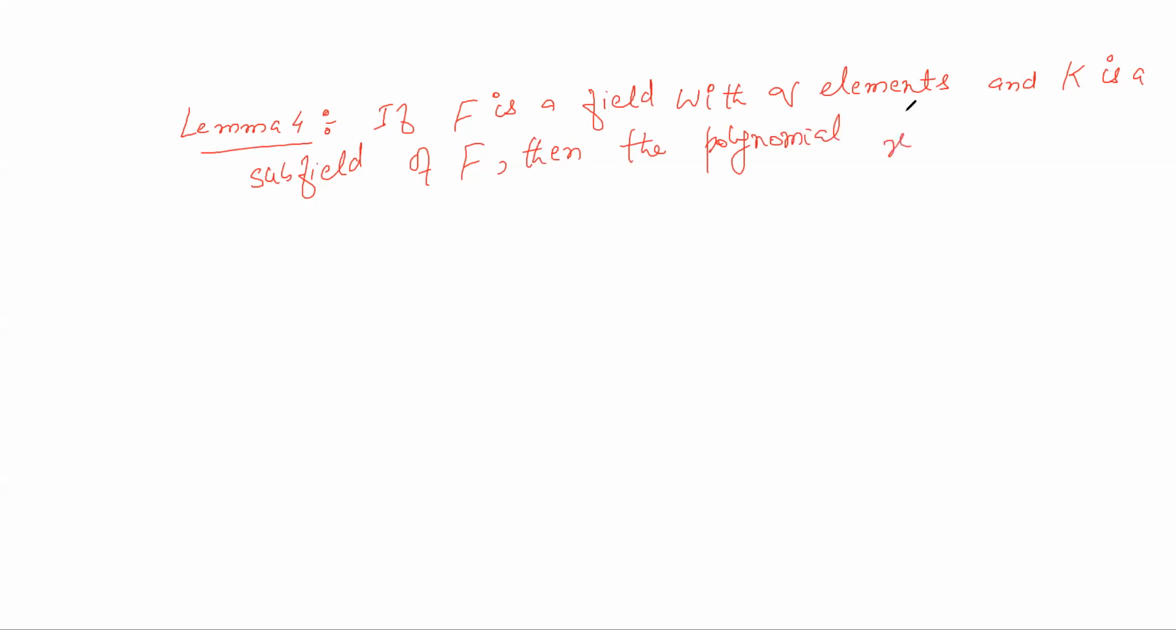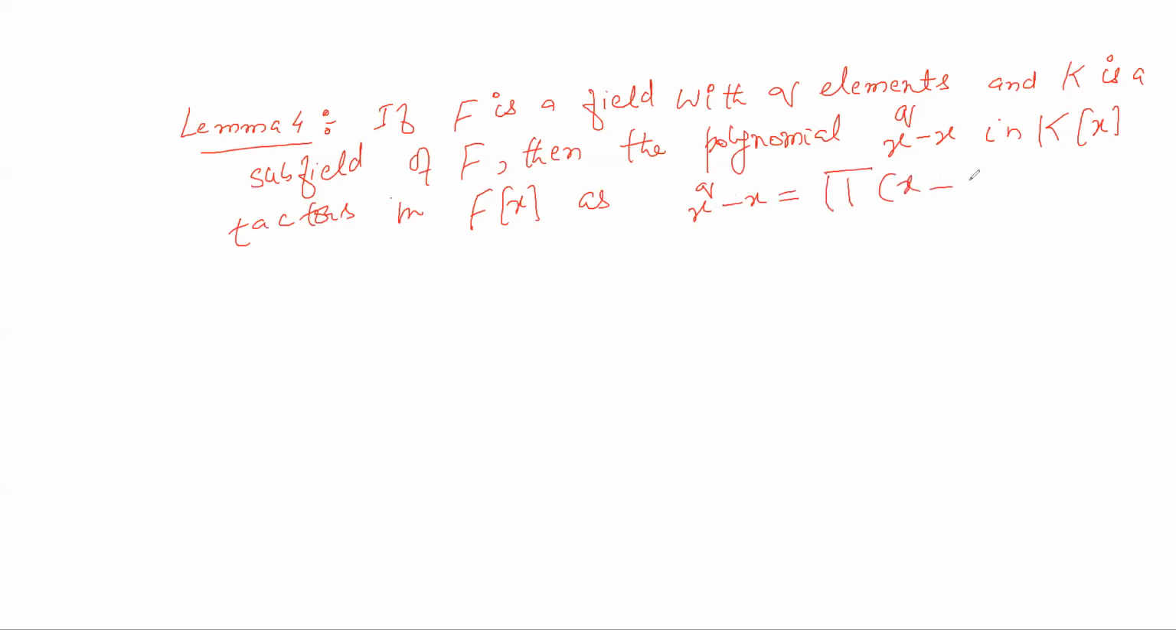if I take this polynomial x raised to power q minus x in K[x], it factors in F[x] in the following fashion: as a product of linear factors, x raised to power q minus x equals the product of (x minus a), where a runs over F. So you can say that this polynomial x^q minus x splits completely over F. And not only this, F is the smallest field with this property. So you can call F the splitting field of this polynomial.